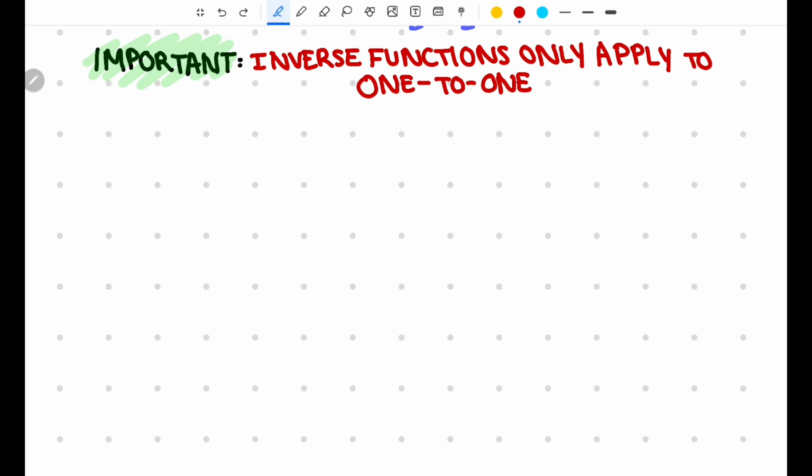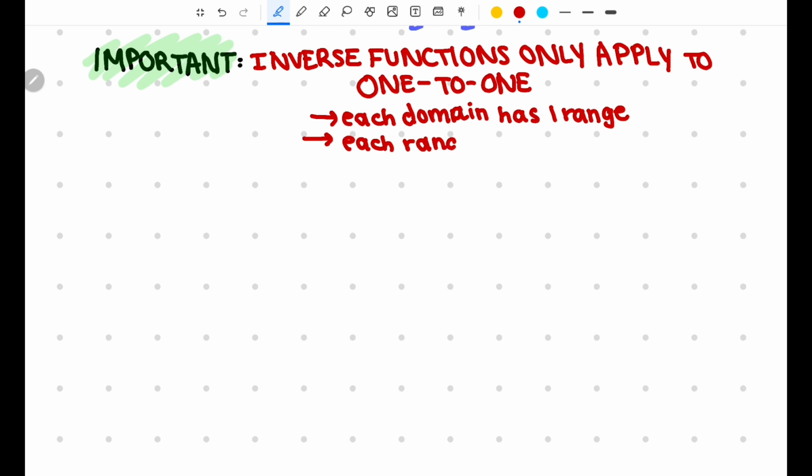But this is very important. Inverse functions can only apply to one-to-one functions. What do I mean by that? This is when each domain has one range, and if you remember, that is the definition of the function itself, so it has to have that. But on top of that, each range can only have one domain.